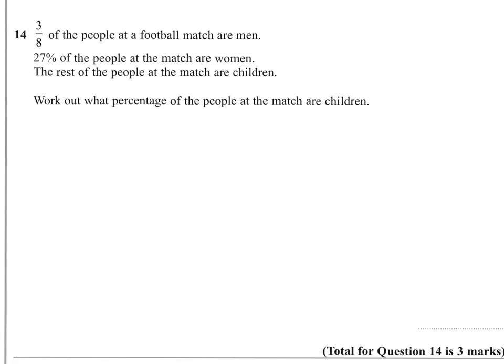Question 14. It says 3/8 of the people at a football match are men, and 27% of the people at the match are women, and the rest children. We've got to work out what percentage of the people at the match are children. Okay, so there's our 3 different categories. So luckily, women, we already know, is 27%.